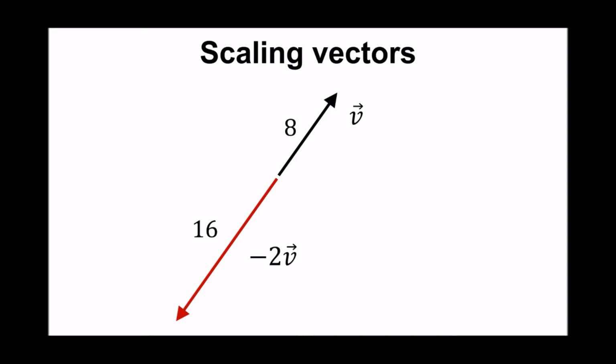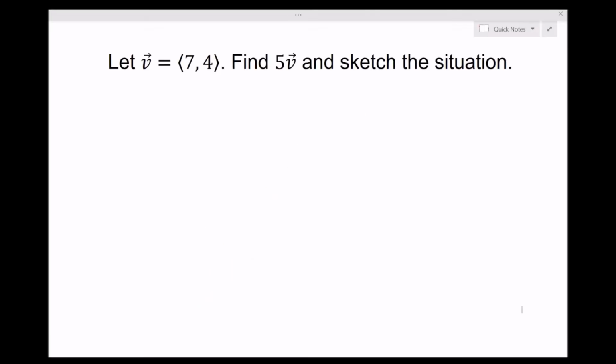Now let's talk about the math of scaling vectors, and it turns out it's super easy. Here's an example. It says let v equals 7 comma 4. Remember, those are the horizontal and vertical components. And it says find 5 times v and sketch the situation. And again, it's super simple. So 5v, right?